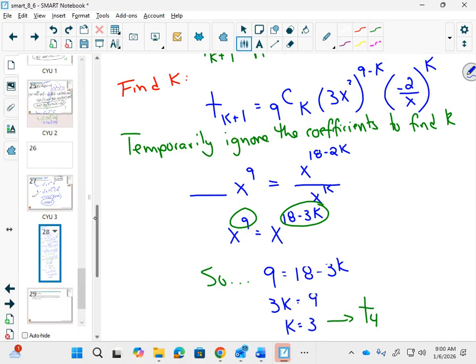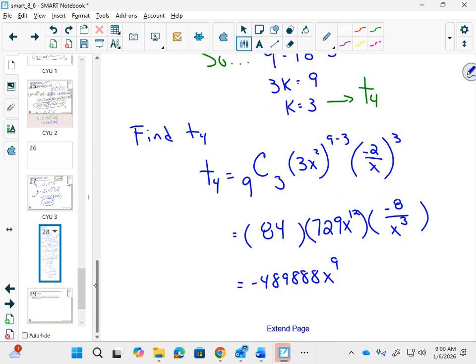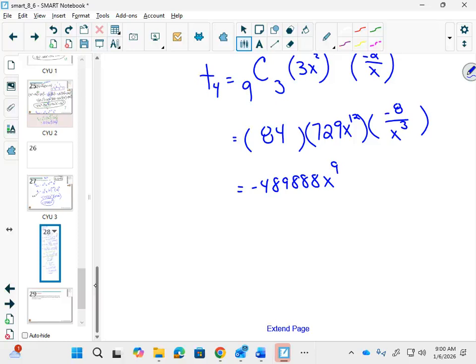Then once you've found k, now it becomes the easy question. Finding a specific term is just plugging into a formula. As long as you know what numbers go where, that's about as easy as math can get. Because you're not actually having to think very much when you plug things into a formula. Okay. The last and the most difficult question looks like this.